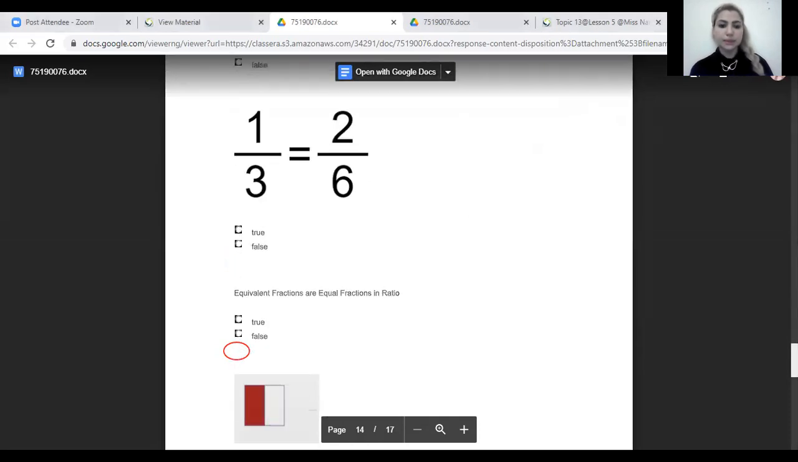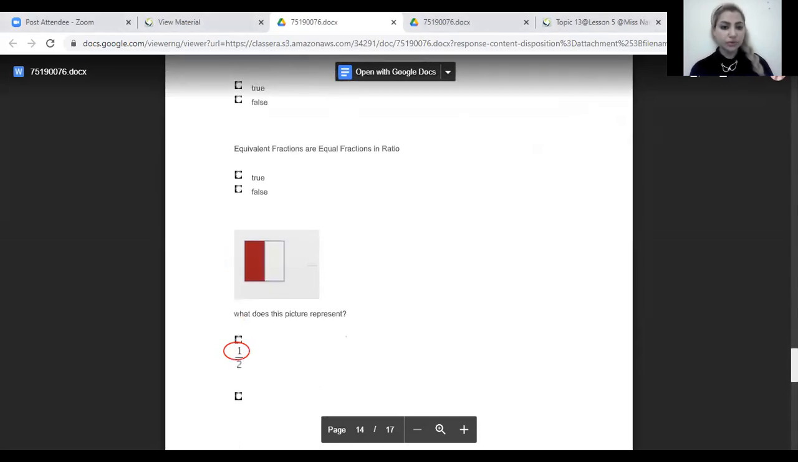Let's complete. Equivalent fractions are equal fractions in ratio. True. Yes, they are equal fractions in ratio. Yes, you are right. What does this picture represent? It represents half, 1 out of 2.